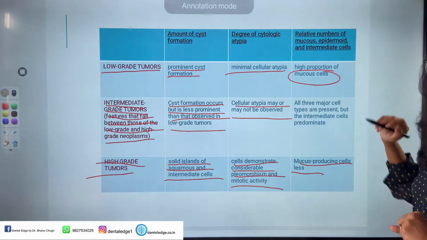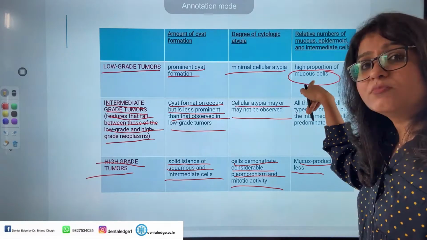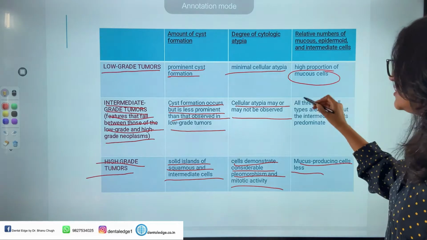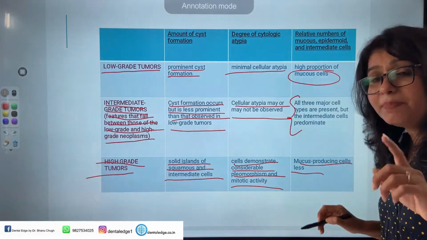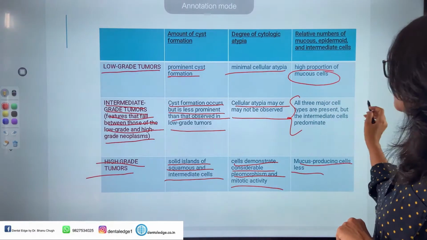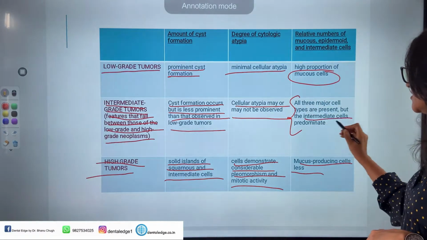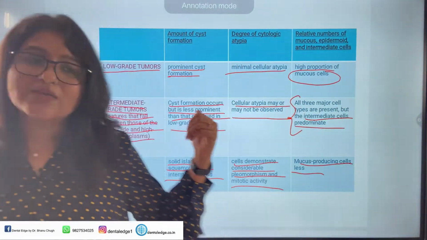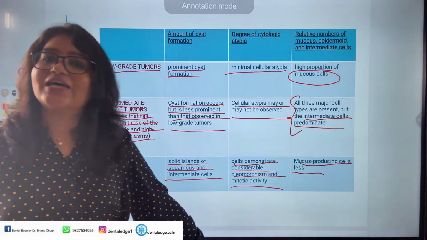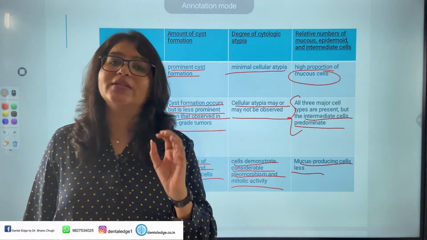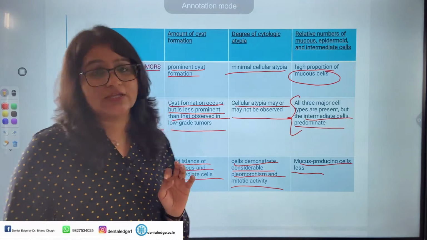And relative number of cells: we saw in low grade tumor, mucus cells were there. In high grade tumor, mucus cells were minimal. In this, all 3 cell types are seen, but intermediate cells are the most prominent. So all 3 major cell types are present, but intermediate cells are the predominant. So if you know this table, you will be able to write very nicely in your examination how low, intermediate and high grade tumors are classified histopathologically, right?